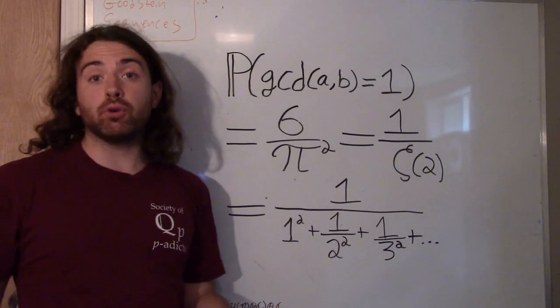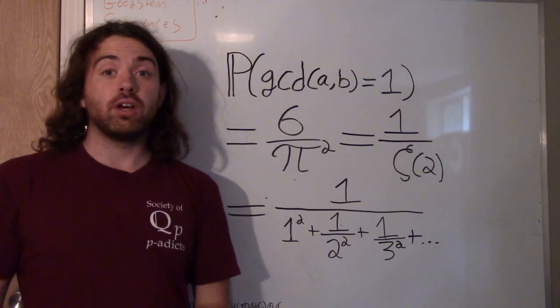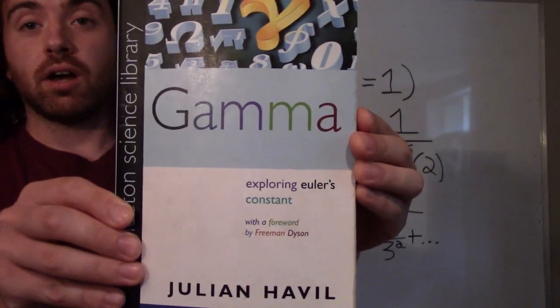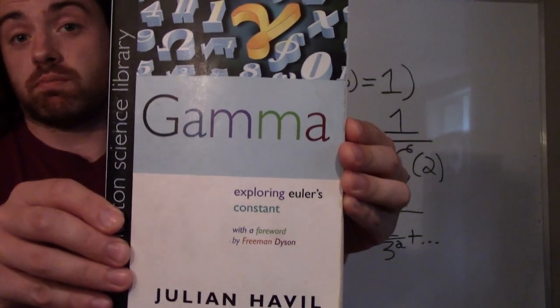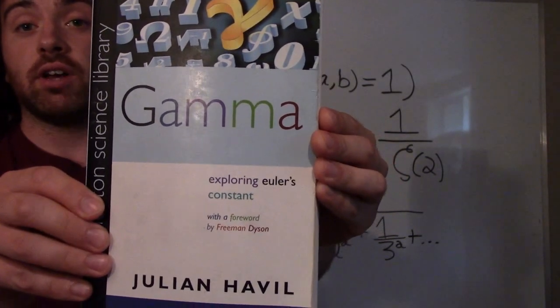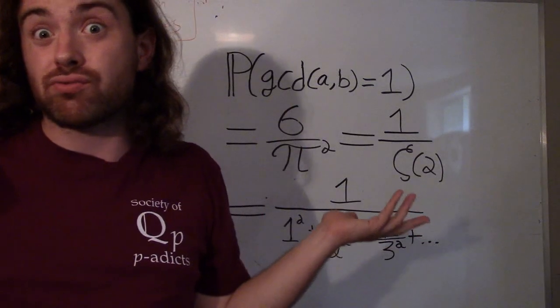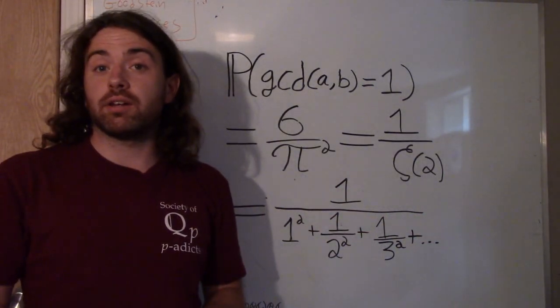Now, before we get to the proof, I just want to mention that where I got this particular version of the proof is from the book Gamma by Julian Havil. It's a pretty good book. It's accessible to people who are still in their undergrad, perhaps have had a first course in calculus, and it talks about this mysterious constant that we don't even know if it's rational or not, and has a bunch of neat analytic number theory in it.